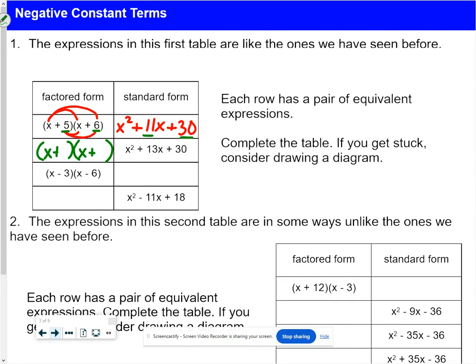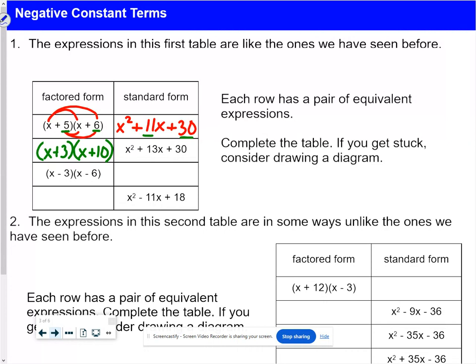Take a second, see if you can write that down, see if you can figure out what those numbers would have to be. Can't be 5 and 6. We just used 5 and 6, we got 11 there. So if I need to get 13, I think that's going to have to be a 3 and a 10. 3 times 10 is 30. 3 plus 10, 13. All right.